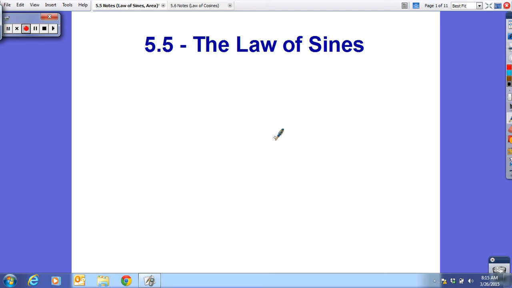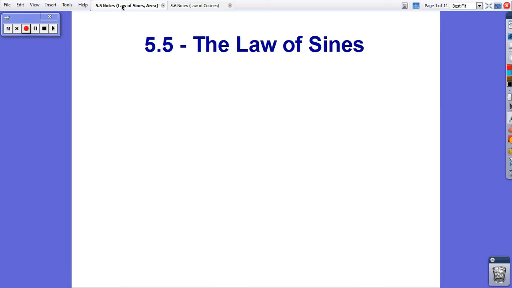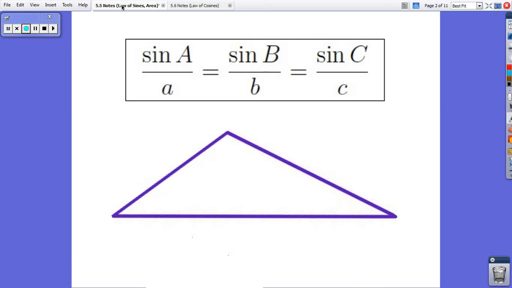Alright, so the last two sections of this unit are going to be super easy. In this section, we're going to be talking about the law of sines as well as area of a triangle. So, the law of sines says that sine of A divided by a is equal to sine of B divided by b, which is equal to sine of C divided by c.